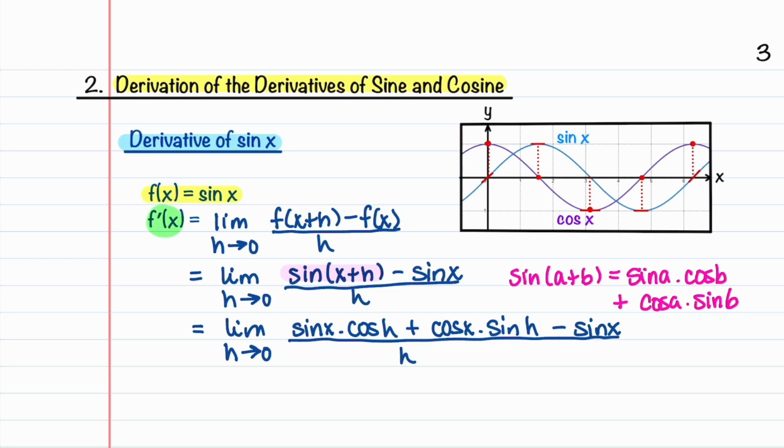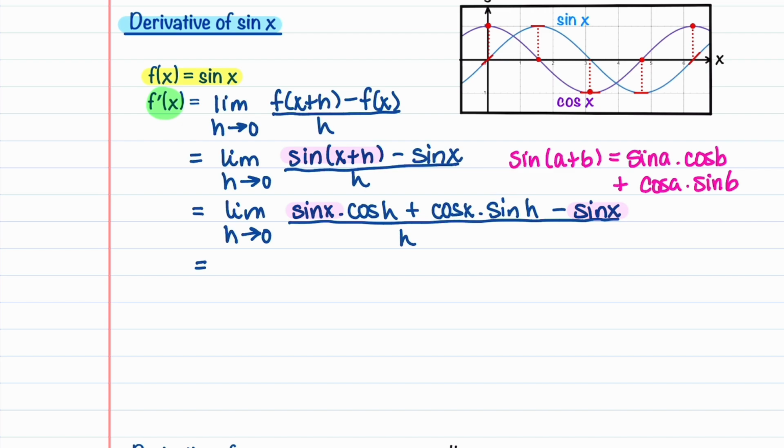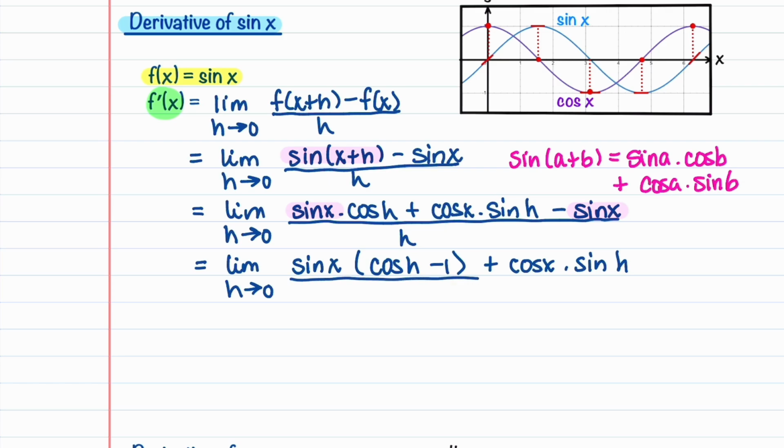Let's now look at our numerator and see how we can simplify it. Notice that we have a sine x here and a sine x here. Let's go ahead and combine those two terms. This is the limit as h goes to 0, we have sine x, and we're left with cosine h minus 1, plus cosine x sine h, all divided by h.